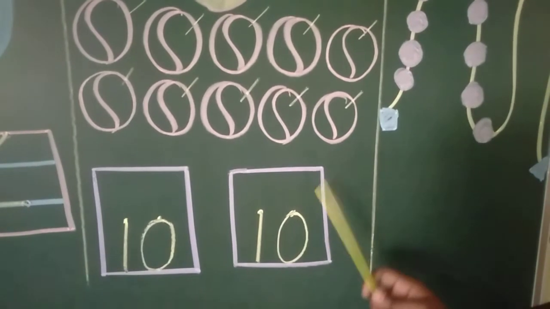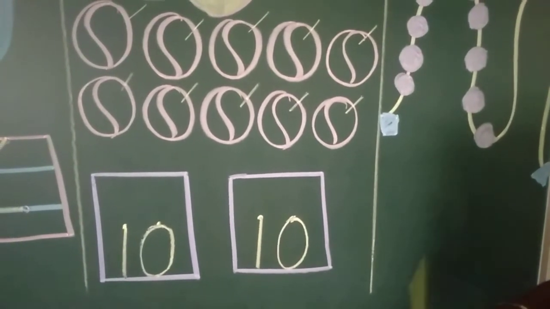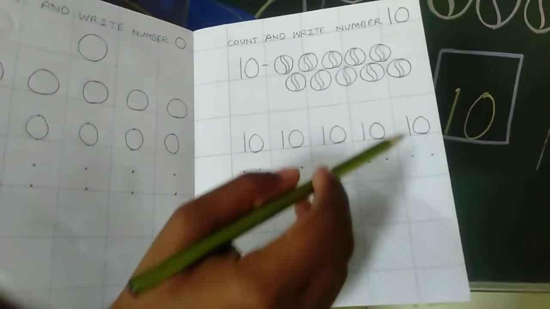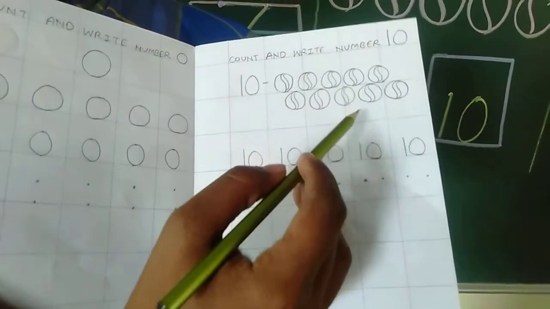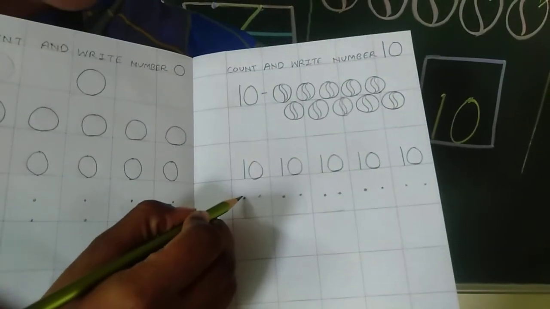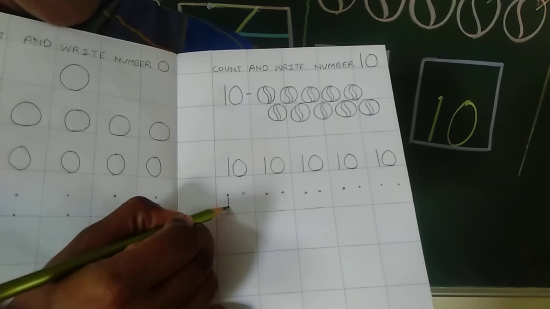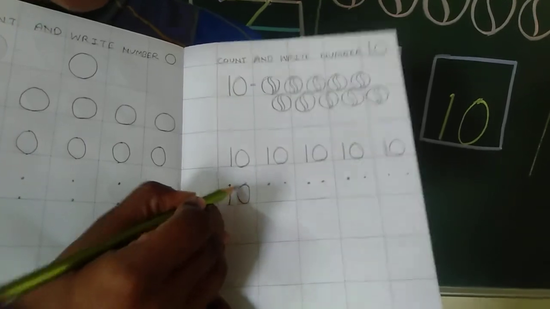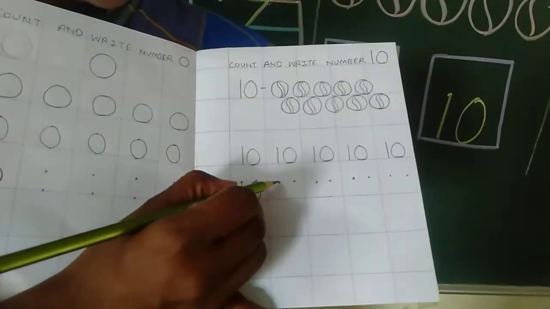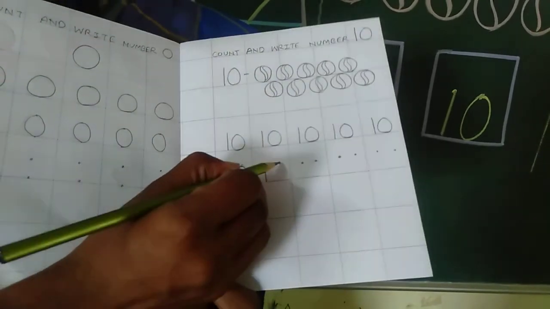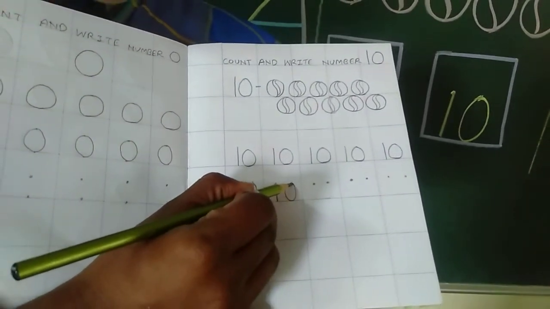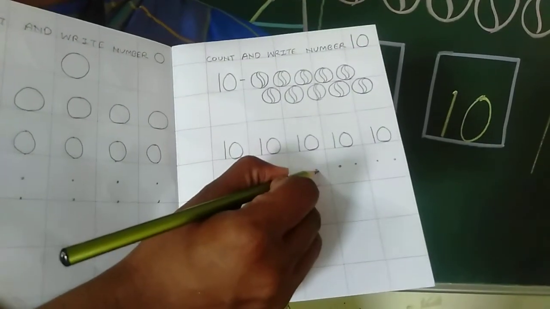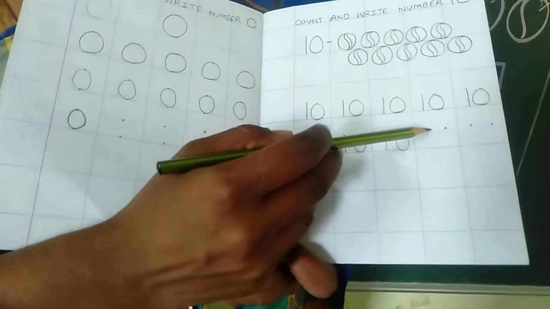Now we will see how to write in our notebook, big box notebook. Okay student, make like this format in your big box notebook, and how to write you will see here. Okay, see, standing line, make 1, then curve, make 0. In this way we make 10. 1, 0, 10. Understood? In this way, with the help of these dots, you will complete full page 10.